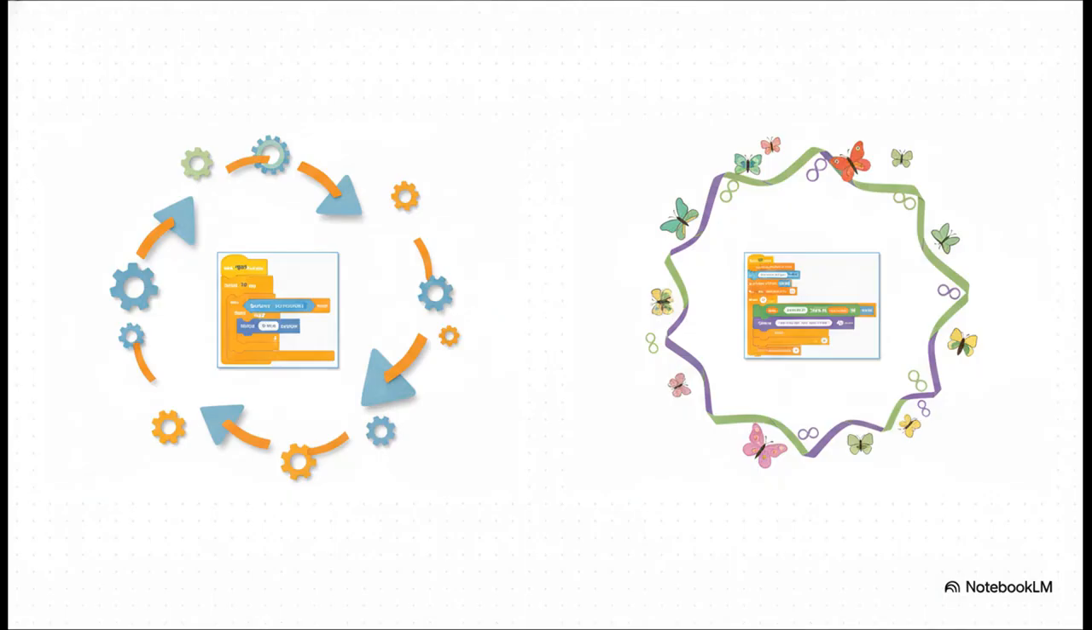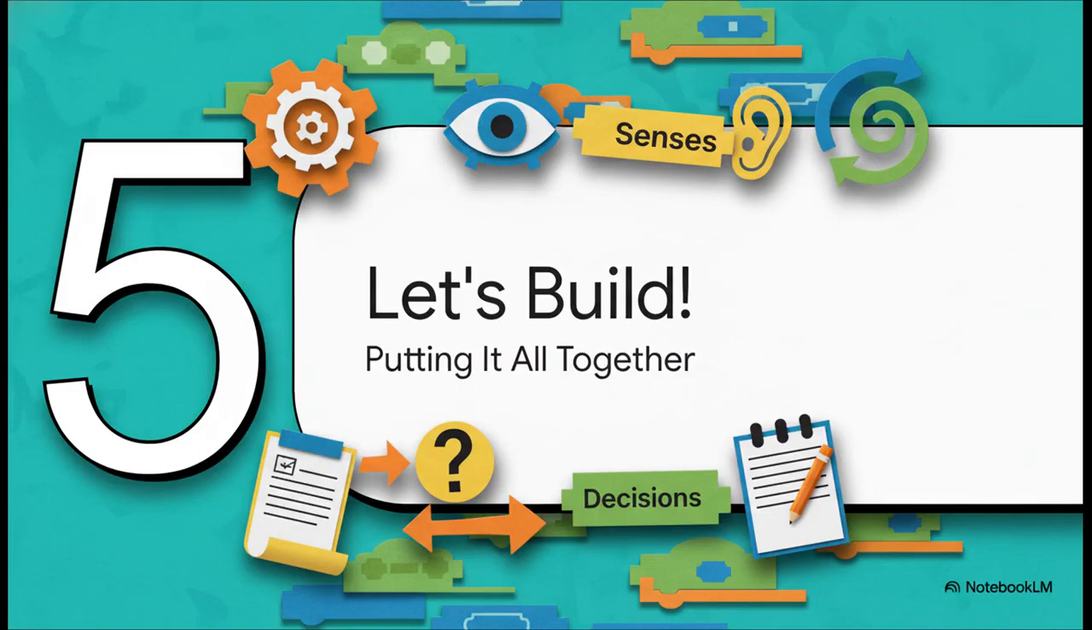Now loops come in two main flavors. You've got the repeat block on the left, which will run the code inside it a specific number of times, say 10 times, and then it stops. But the forever block, on the right, that one's different. It will run the code inside it continuously, in an endless loop, and it won't stop until you manually hit that red stop sign.